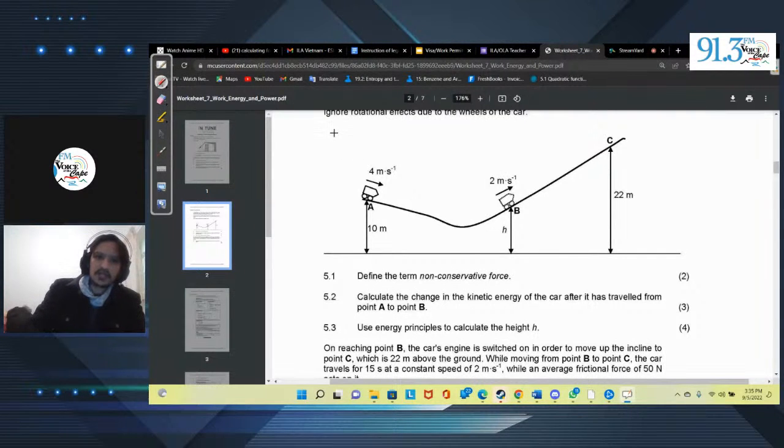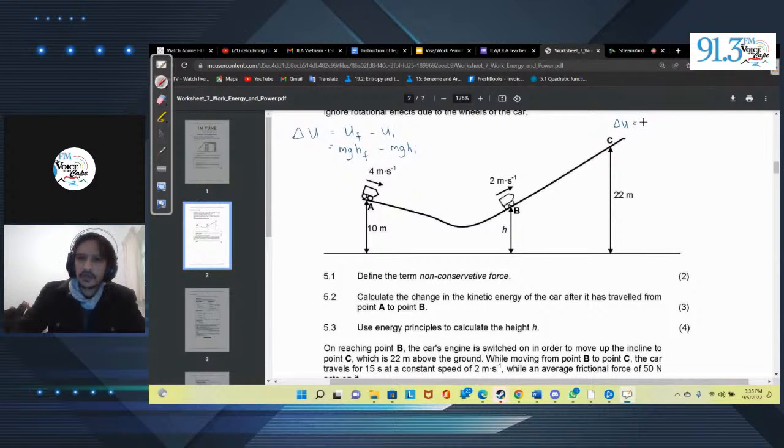So we can say, if that's the case, I can say change in my potential energy, sorry, they use U. Change in potential energy is equal to U final minus U initial, which is essentially mgh final minus mgh initial. Okay, now let's substitute some values into this formula. So we can say change in U is equal to 200, and our final height is just h.